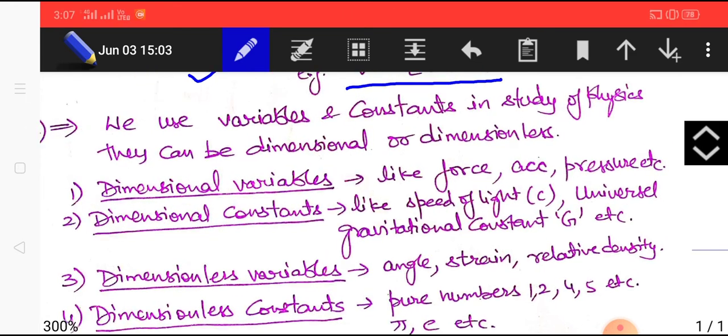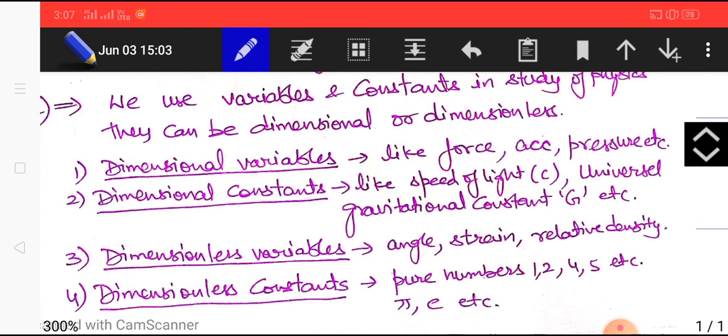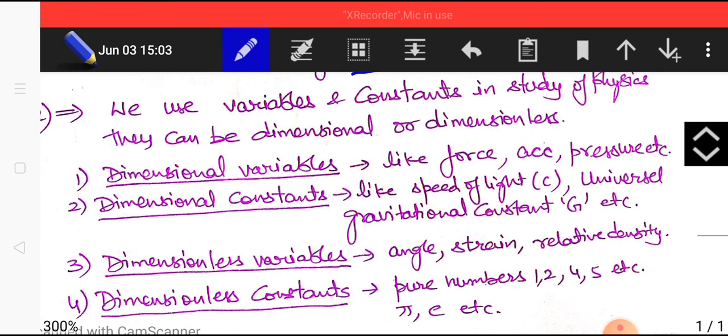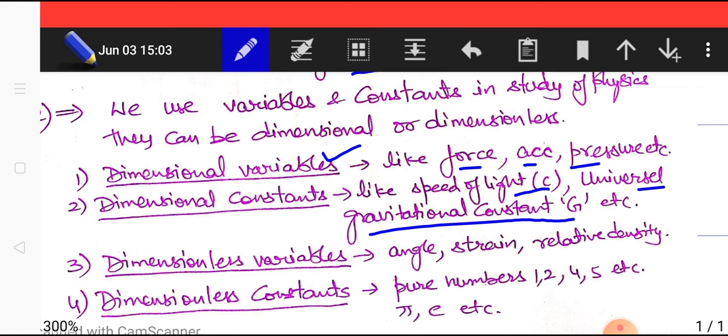Dear students, we use variables and constants in the study of physics. Both variables and constants can be dimensional or dimensionless. So we can have dimensional variables like force, acceleration, pressure, etc. And we can have dimensional constants like the speed of light, which is a constant. It is a dimensional constant. We know that the dimensions of velocity are LT^-1. Universal gravitational constant, which you have studied in your class 9th gravitation chapter, and in class 11th you will also study gravitation.